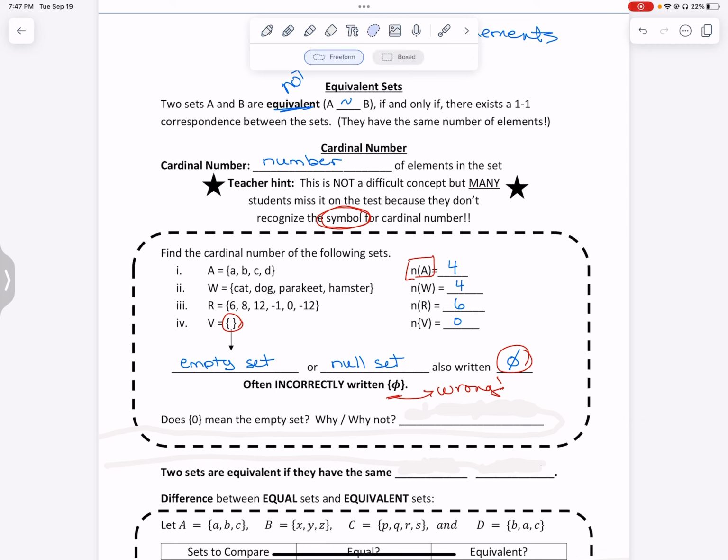What about this guy? Does that mean the empty set? It's got a zero in it. Okay, no, it's a set with the number zero in it, right? So two sets are equivalent if they have the same cardinal number. They have to have the same cardinal number, not the same elements.